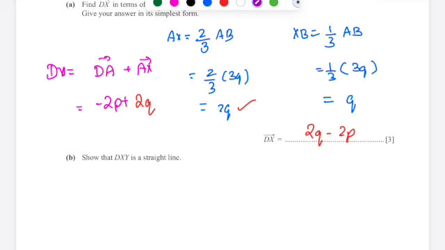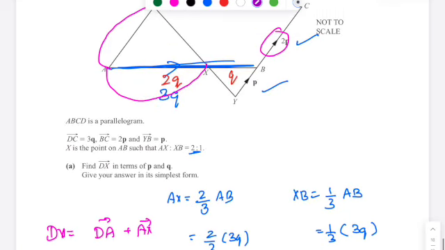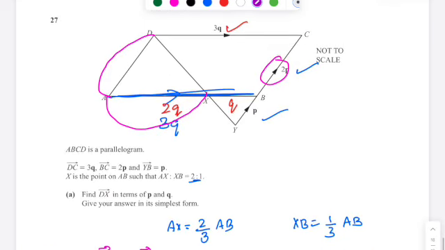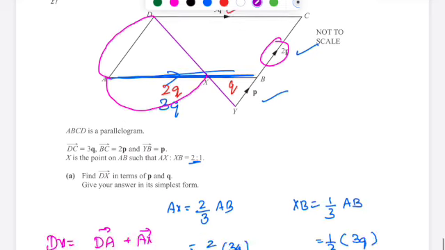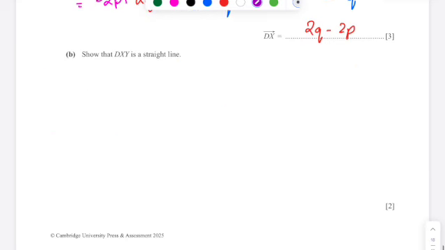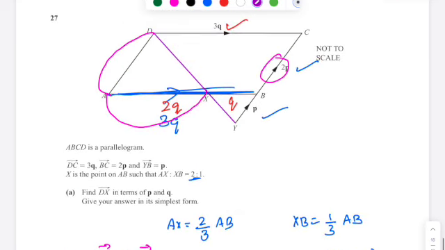Show that DXY is a straight line. We have to prove that DXY is a straight line. How should I be able to prove that DXY is a straight line? And how many marks is the question? It's a 2 marks question, which means it's going to be an easier version. So for proving that DXY is a straight line, what I should be doing is finding DX first.